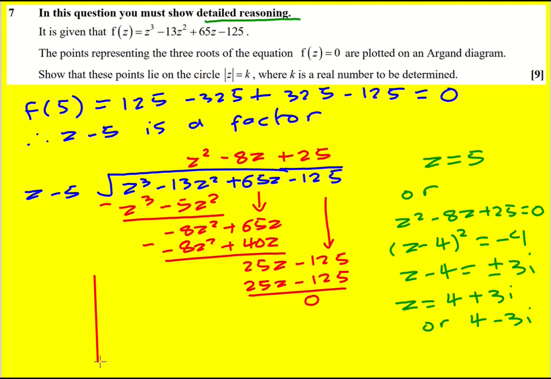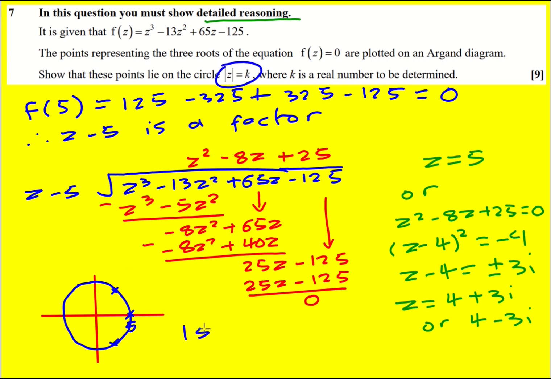When I did this question, I thought, I'm going to sketch this out roughly. Although this isn't actually going to help. So we've got 5 here, and 4 plus 3i is maybe here, and 4 minus 3i down here. So you can kind of see it's going to be a circle, but that is definitely not evidence enough. What we have to do is find out the modulus of z in each case.